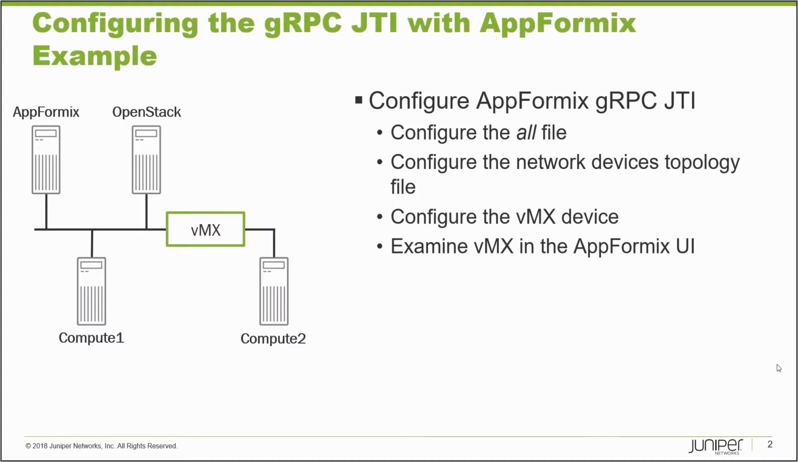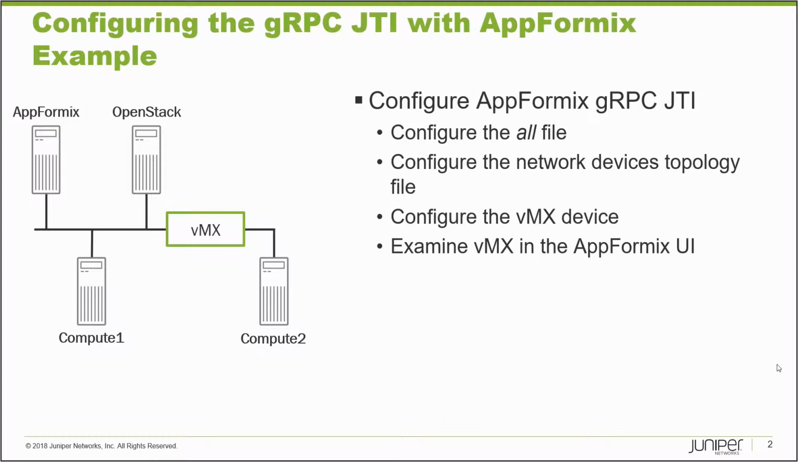All right, so here is our example. In the example, we have the topology on the left, and we have a couple different nodes that I want to talk about. We have the AppFormix controller, and then we have the OpenStack node, which has the Contrail functions as well as the OpenStack functions. And then we have the two compute nodes, which house the vRouter functions. So that means that we'll have the VM instances on those compute nodes.